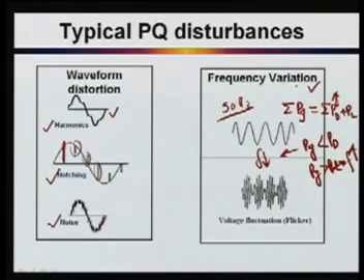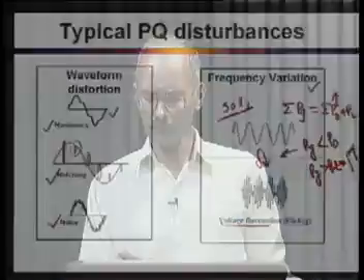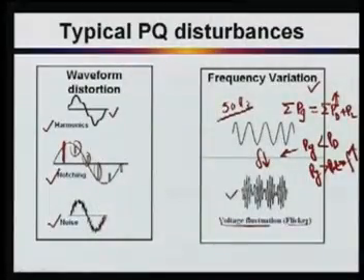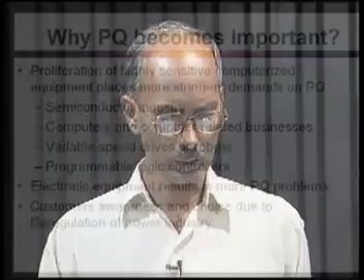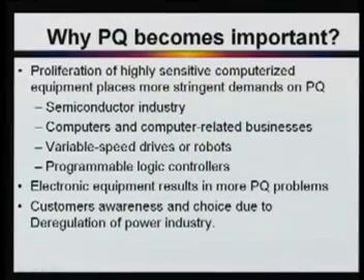Another sort of PQ disturbance is called voltage fluctuation, also known as flicker. Here the voltage is always oscillating, as you can see in this curve, which is some sort of voltage flicker, and these are basically the major PQ disturbances. So let us see the power quality problems and their effects. Already we have seen the various power quality disturbances: voltage dip, voltage swell, phase angle displacement, transients, harmonics, and electrical noise.